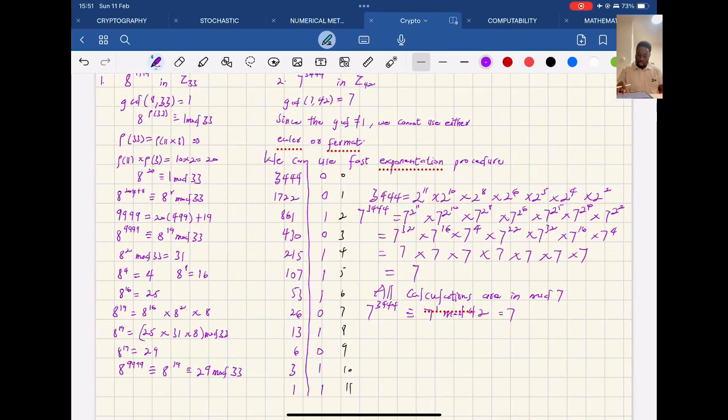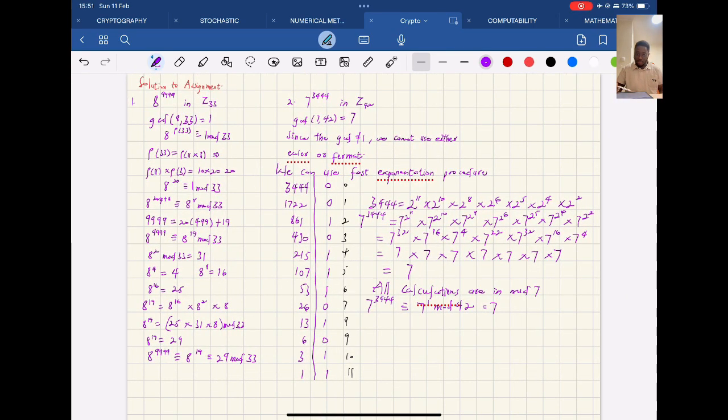Looking at question 2 over here, because the GCD of 7 and 42 was not equal to 1, I used the fast exponentiation procedure to solve this problem. So 3,444 was divided by 2. Over here I used modulo 2. If you find the modulo 2, the 0, 0, 1 that you see over here are all the remainders, and the ones in black are the exponents. So if you divide 3,444 by 2, you are going to get a remainder of 0.